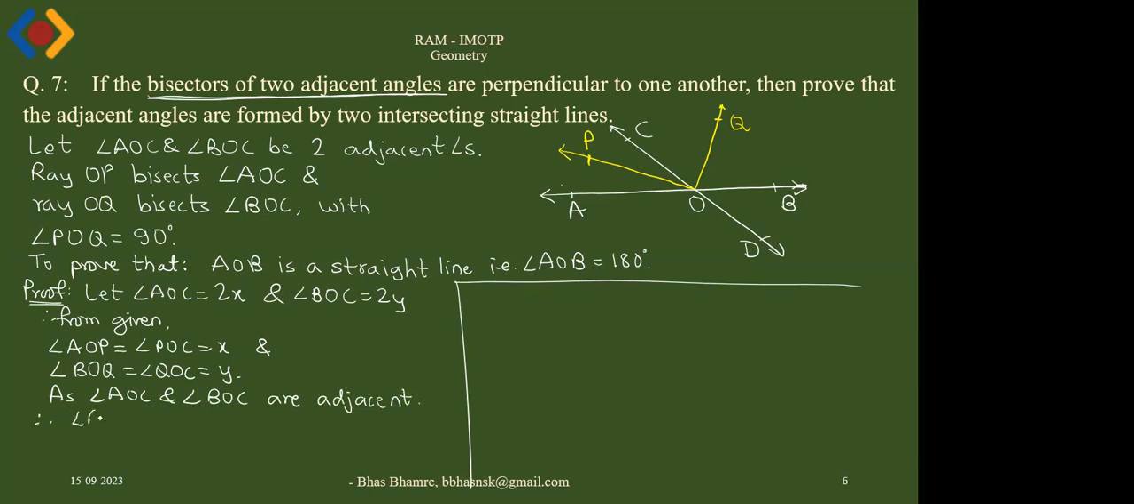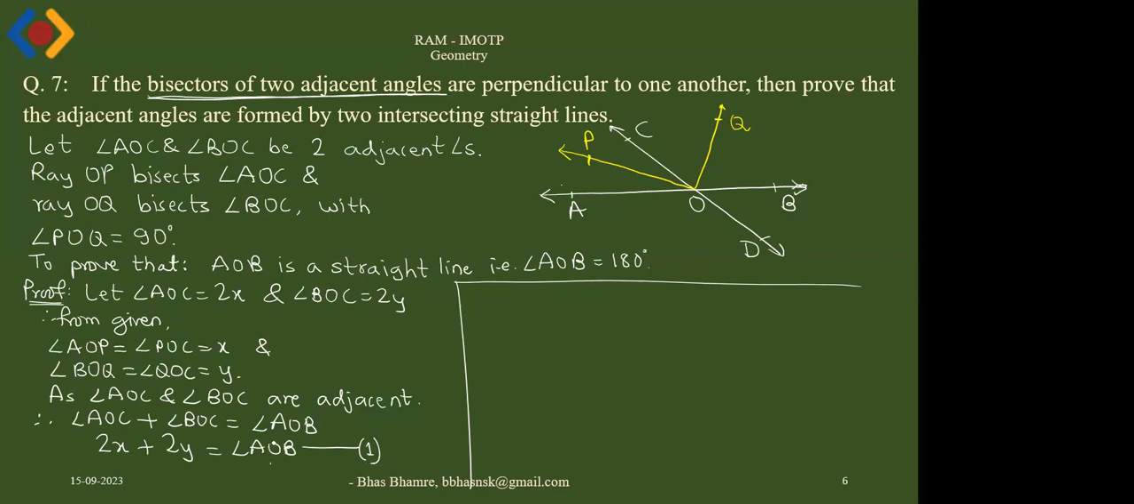Therefore, I say that angle AOC plus angle BOC is angle AOB. Here we use the angle addition axiom: angle AOC plus angle BOC is angle AOB, but AOC is 2x and BOC is 2y, which is our angle AOB. I give it as number 1.